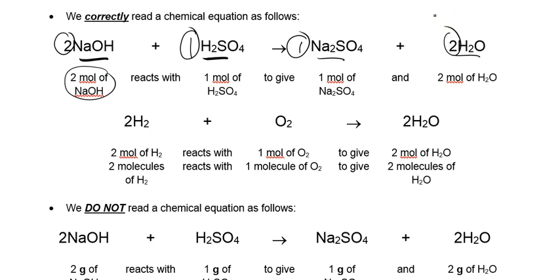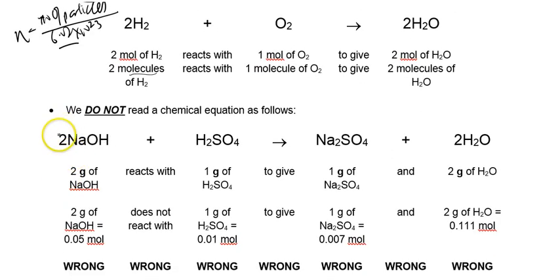We can also read this in terms of molecules. Why? Because number of moles equals number of particles divided by the Avogadro's constant. So this number is a constant throughout all these different reactants and products. So we can also read in terms of molecules. What we cannot do is to read in terms of mass. We cannot say that 2 grams of NaOH reacts with 1 gram of H2SO4 and so on and so forth.